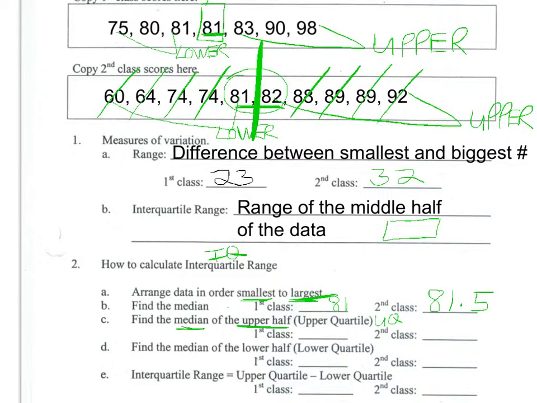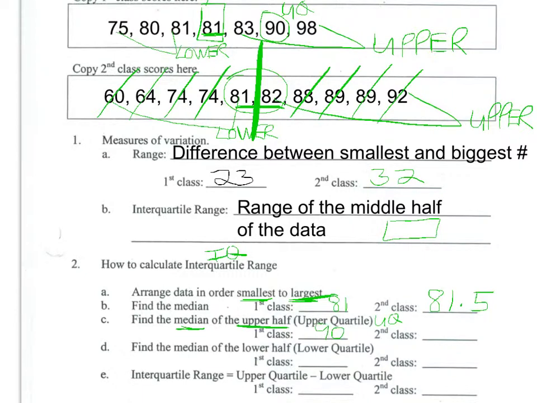So I only look at the numbers after the median, and I take the median of the upper half. If I look at the first list, this is the upper half: 83, 90, and 98. Well, the median of just those three numbers is just this, right? 90 is in between those. So I'll circle that, and this is the UQ. So that's 90 for the first class.